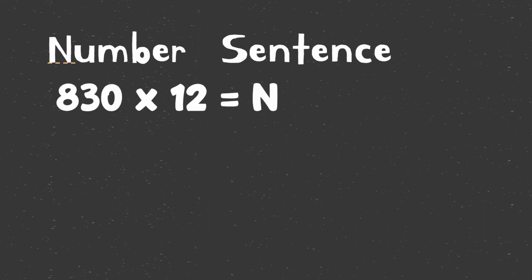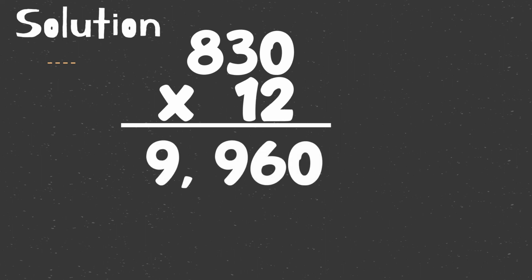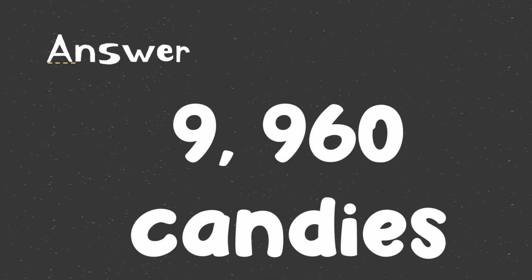Next is a number sentence. Very good. 830 times 12 equals N. Now, solve for the product of 830 and 12. And if your answer is 9,960, very good. And the answer to our problem is 9,960 candies.